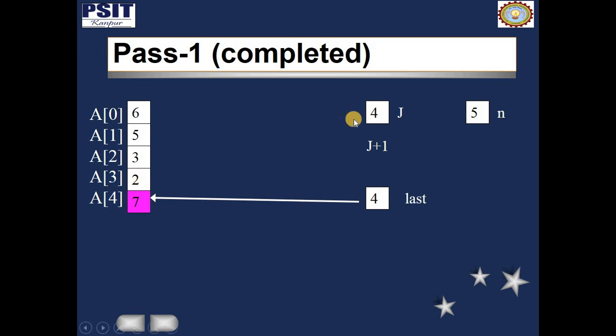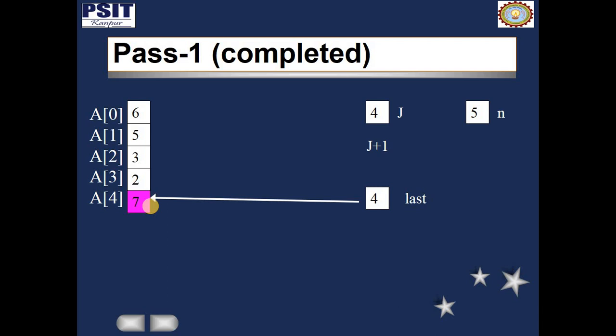As j becomes 4, our j has reached the last index. There is no adjacent element after this. So here our pass 1 is complete. Pass 1 is completed now. As I have told earlier, after completion of the first pass the largest element will occupy the last position. We can see here that our largest element has reached the last position. So this is the basic feature of bubble sort. After completion of the first pass the largest element will be at the last position.